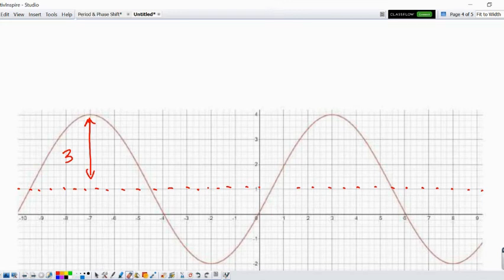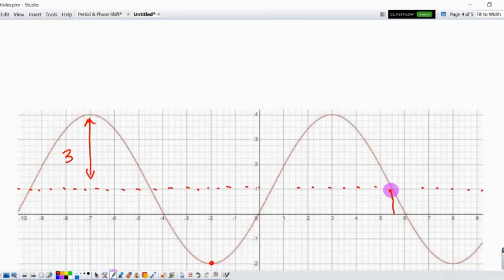Here's another midline value, but it doesn't line up so great here. Can't really tell where that is. So I'm not going to write a sine curve. I'm going to look for a maximum or a minimum instead.